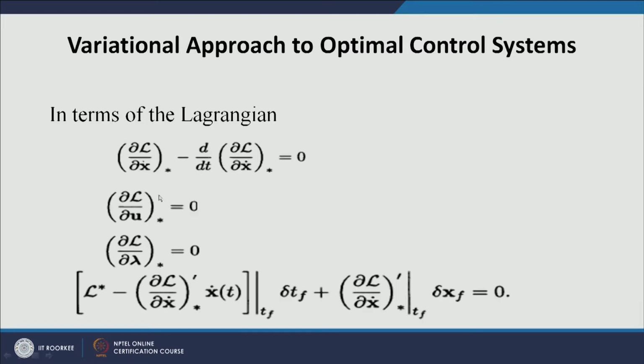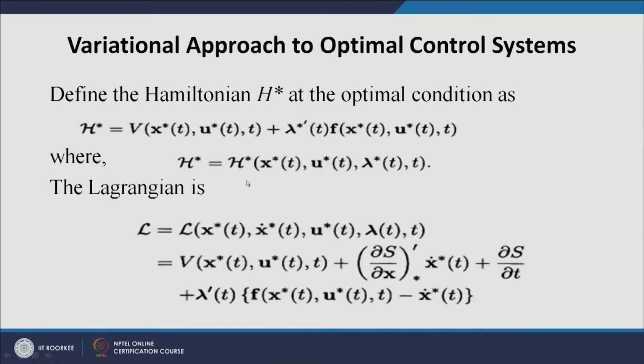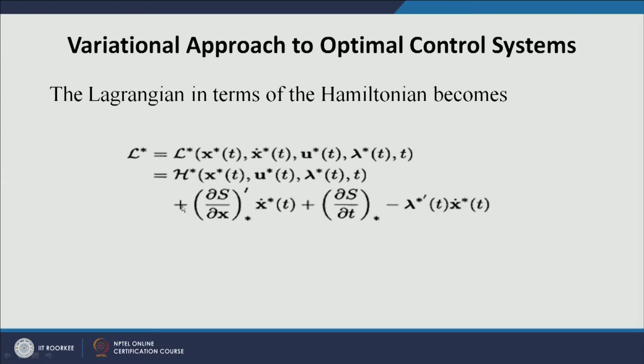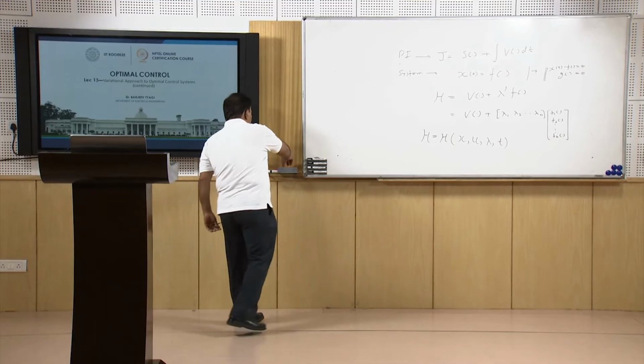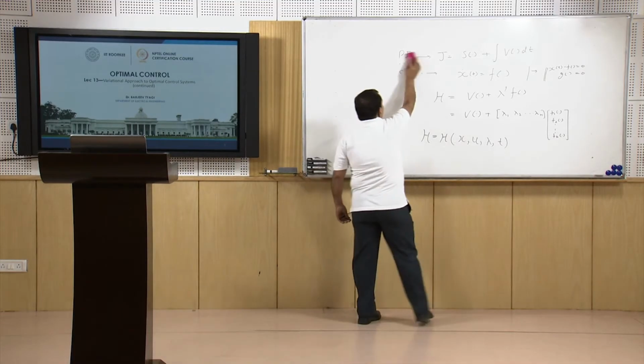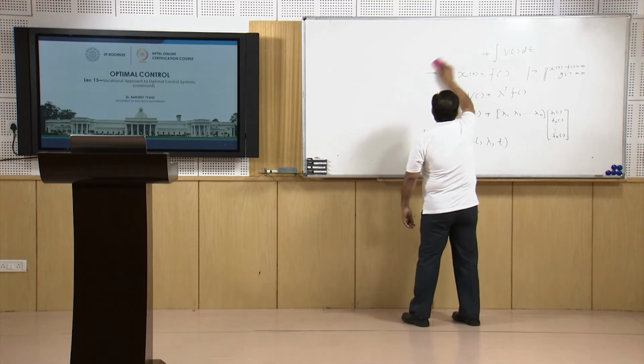Now, all the 4 equations which we have seen here can be converted into the Hamiltonian form. So, that we will see how we can do this. Let us write it on the board. What actually is my L in terms of the H?